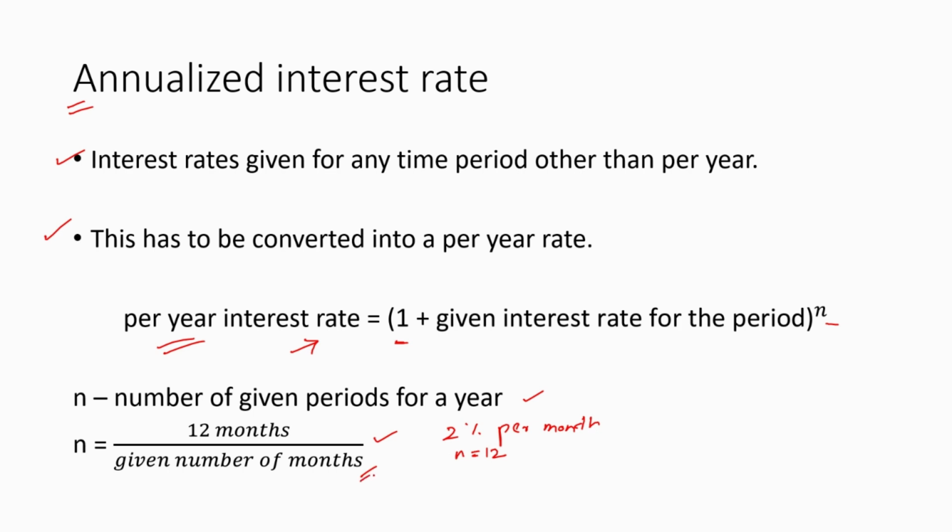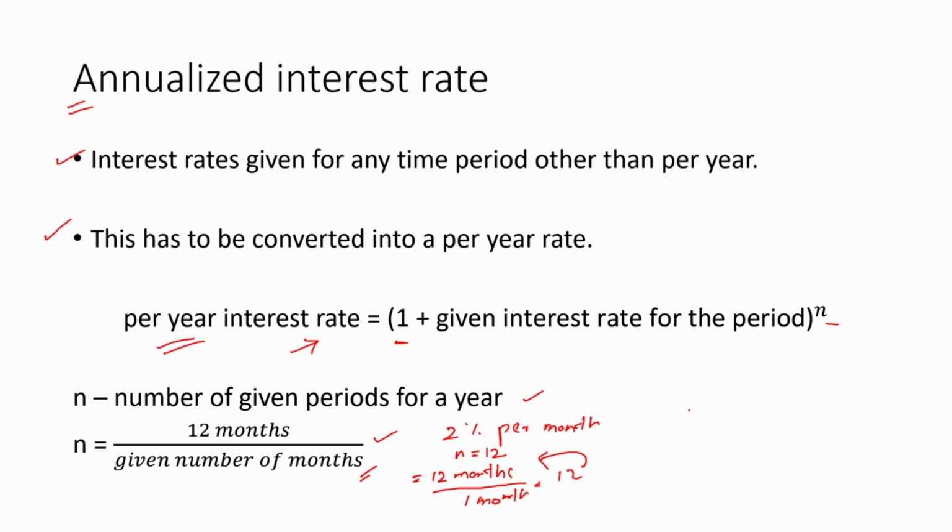Let's use this formula to calculate that. So, 12 months divided by the given number of months. They have given per month, which means per month is 1 month. So this is equal to 12. So simple n is 12.